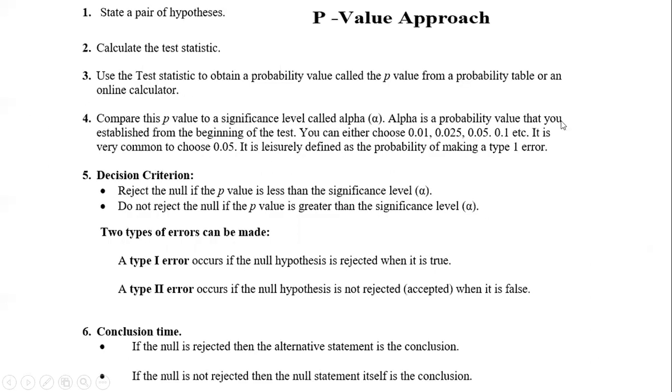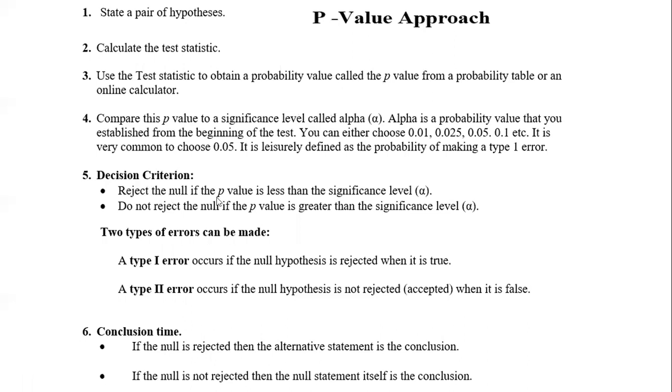Now you have the p-value approach. In the p-value approach, the beginning is the same. You start with a pair of hypotheses. Then you calculate the test statistic, step 2. Then you use the test statistic to obtain what you call a p-value, and then you use that p-value now in step 4 to compare to what you call a significance level. And then based on that comparison, you decide to reject or not reject the null.